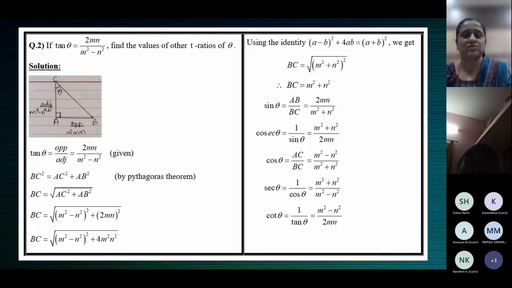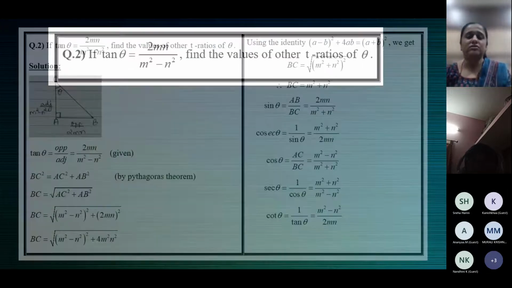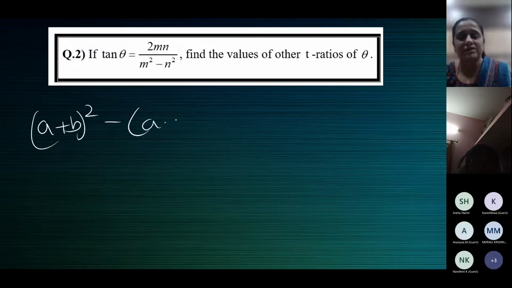I shared both the methods with you. This is using the right triangle, and the alternate method is to use trigonometric identities. And the most important algebraic identity used here is (a plus b) the whole square minus (a minus b) the whole square is equal to 4ab.